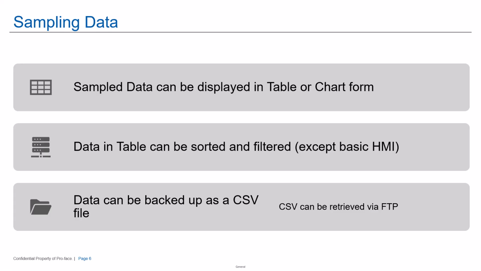Okay, some other notes about sampling data. The sample data can be displayed in a table or chart form. The data in the table can be sorted and filtered, except in basic HMI. And then again, the data can be backed up as a CSV file, and that CSV file can be retrieved via FTP.